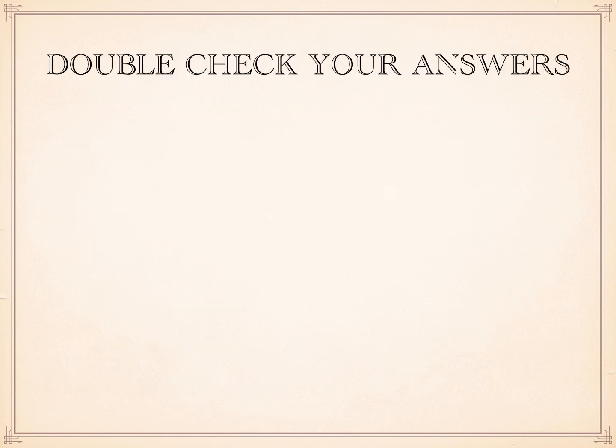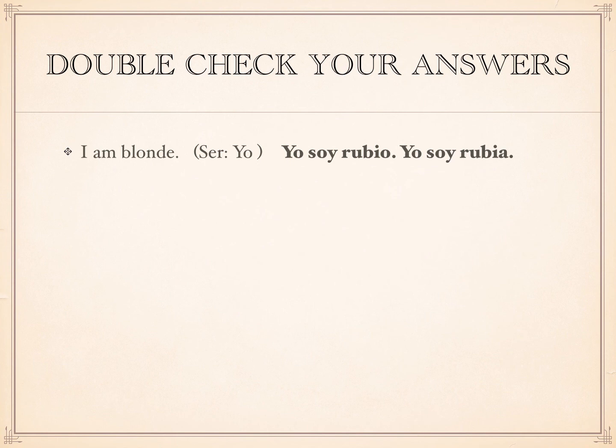Okay, we're going to double check those answers and make sure we really understand why certain things were used. So the first sentence, I am blonde. Our subject is yo, and I am blonde, meaning it's a physical description of myself. So yo soy rubio, or if it's a female, yo soy rubia.